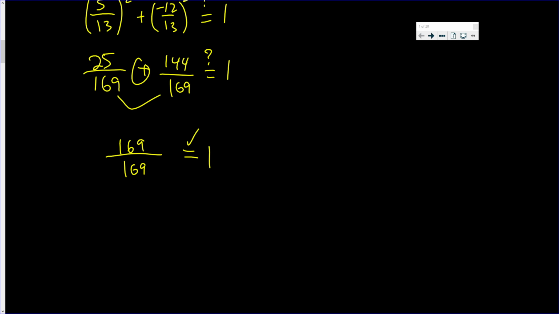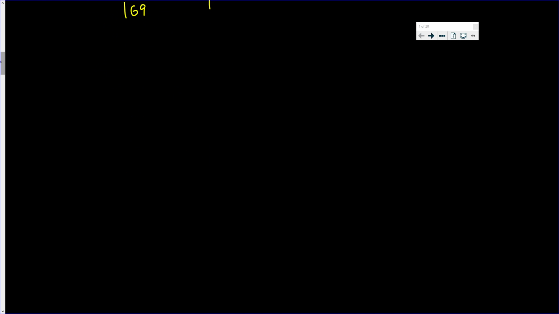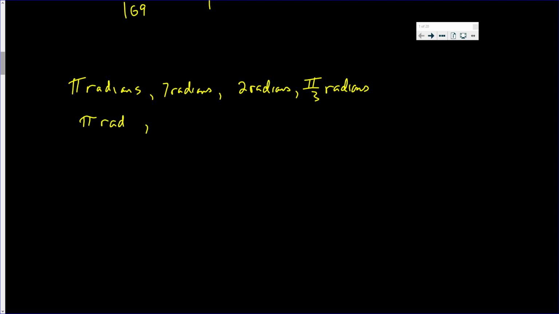Now, in addition to the units of degrees for an angle, there is another unit of measurement. They're called radians. You can have pi radians. You can have 7 radians. You can have 2 radians. You can have pi over 3 radians. A couple of comments. If you are going to write radians, a shorthand way is to just say rad: 2 rads, pi over 3 rads.